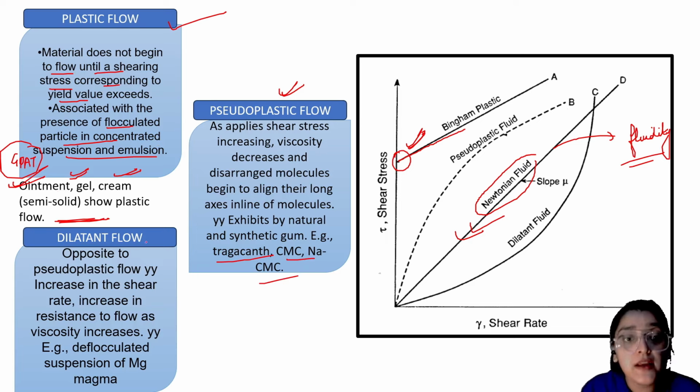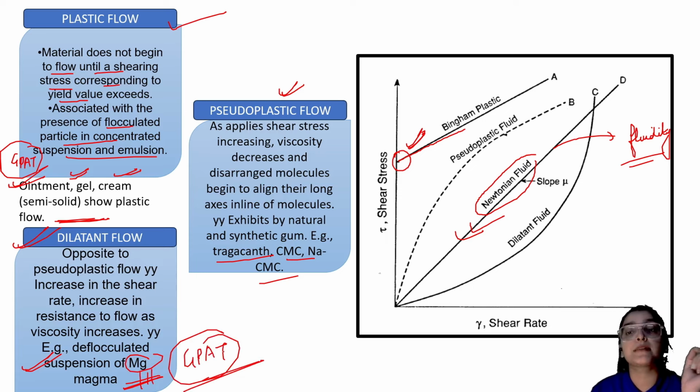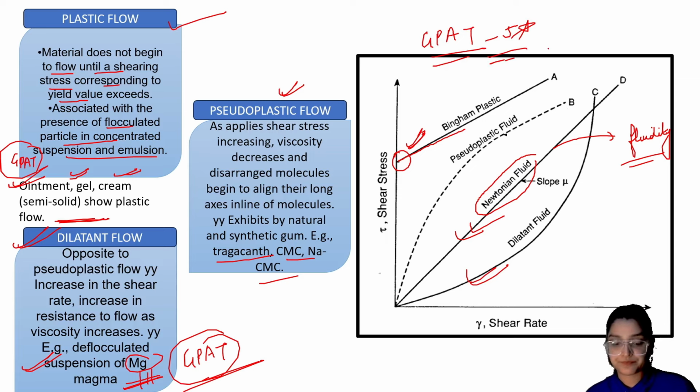Next is the dilatant flow. Dilatant flows are very much the opposite of pseudoplastic ones, where the materials tend to expand, to dilate, to increase in volume. Examples are the deflocculated suspensions as mentioned, and magnesium magma. Very important guys, from your GPAT point of view students, please note these examples are really important. These rheograms are very five-star important from your exam point of view. Okay, good. Next, these were the time independent systems.